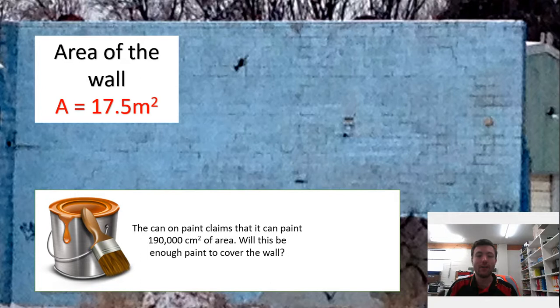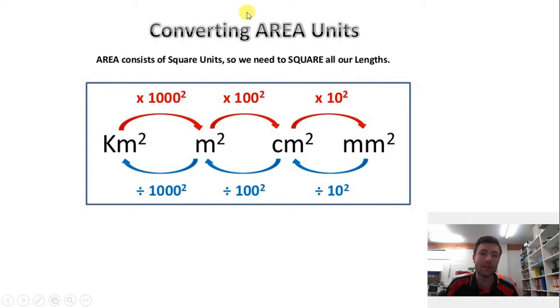So to do that, I need to convert my units into the right sort of units, or the same units. So here we have meters squared, and we've got centimeters squared. So I need to make those the same. So what I'm going to do is show you guys how to do that. And we can do that simply just by using a conversion chart.